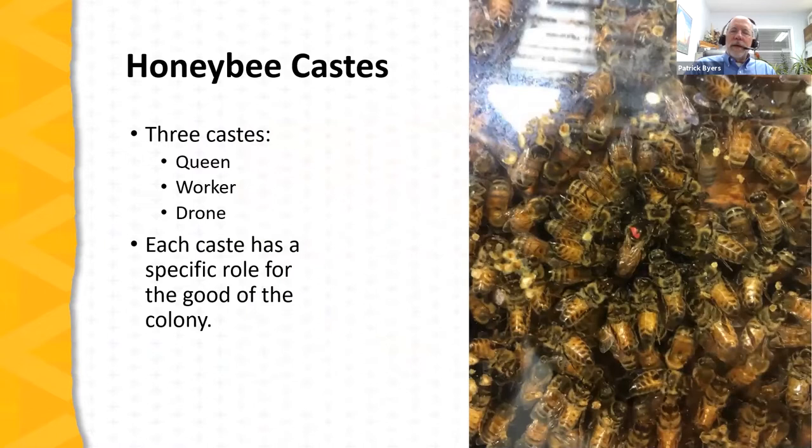Now, within the honeybee colony, there are three castes or types of bees. And these are the queen, the worker, and the drone. And we'll talk more about the roles of each one here in a moment. But each of these castes has a specific role in the colony, and they all work together for the good of the colony. When we think about cooperative behavior, a honeybee colony is an excellent example.